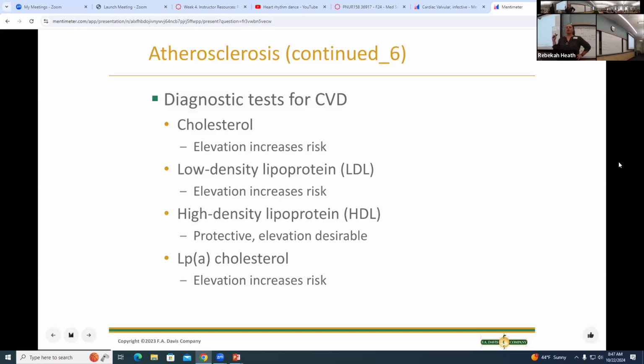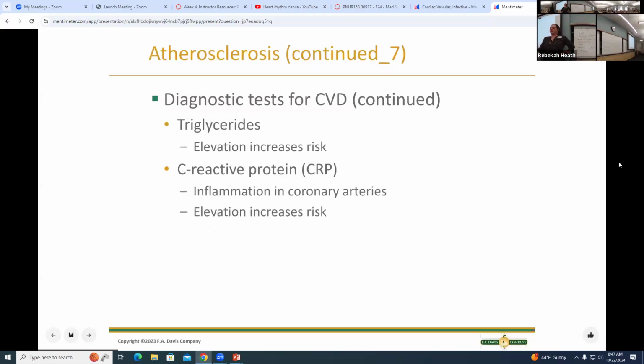So which is the one that we want to be high? HDL. The high density should be high. Everything else, we want to keep it lower. So we also would probably check their triglycerides, and then their CRP, or C-reactive protein. That's a marker that tells us about inflammation and if their coronary arteries are inflamed.